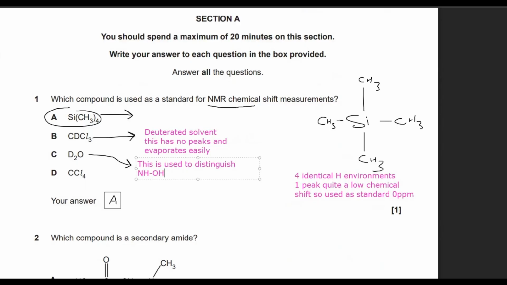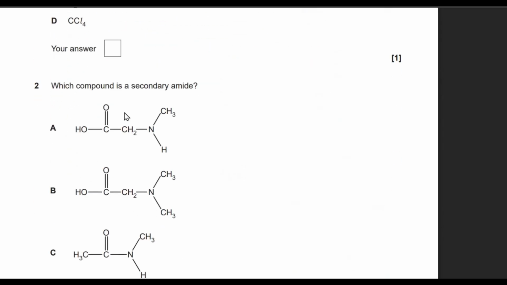And then you've got D2O. This is used to distinguish between the NH and the OH groups, as they get the same chemical shift, which is really vague and broad. And so the best way to identify whether you're dealing with an NH or an OH is to add D2O and see if it disappears.